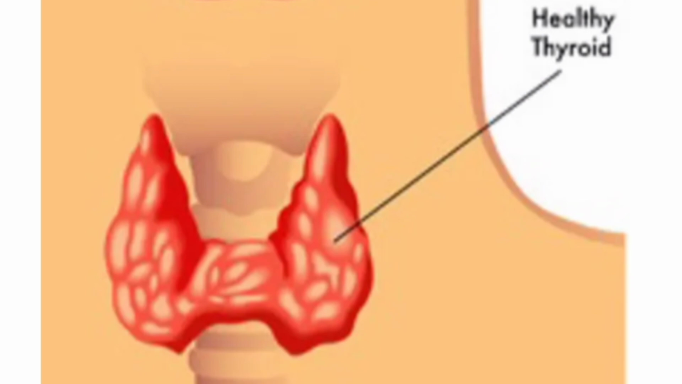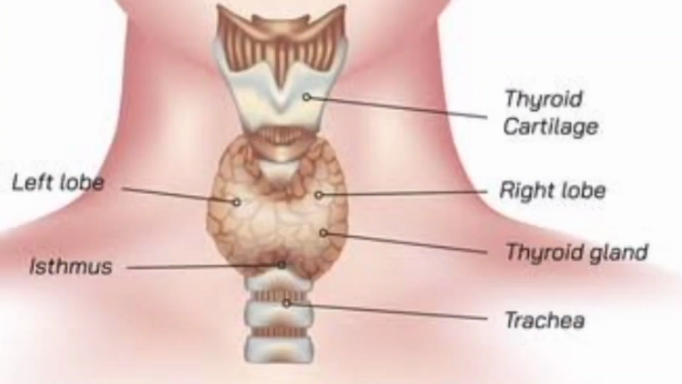What is this thyroid gland? The thyroid gland is a small, butterfly-shaped endocrine gland present in front of the neck, beneath the skin, below the Adam's apple, with two lobes also connected by a band of tissue known as the isthmus.